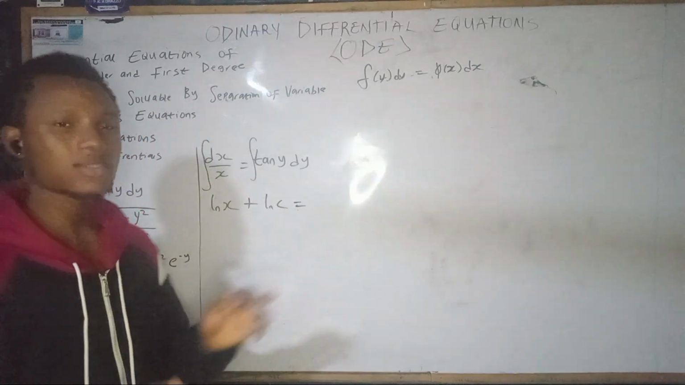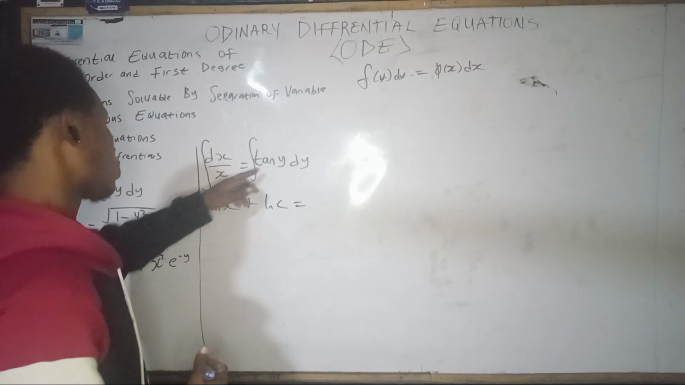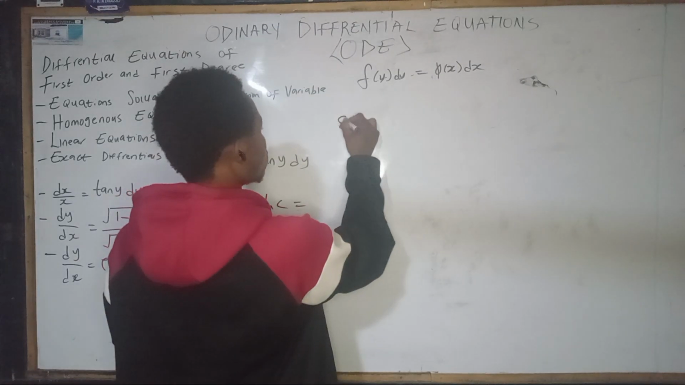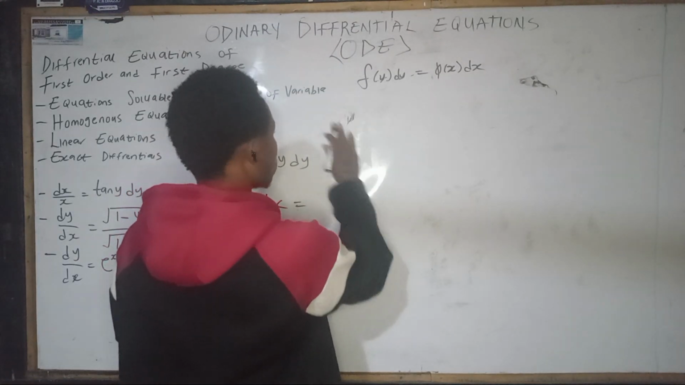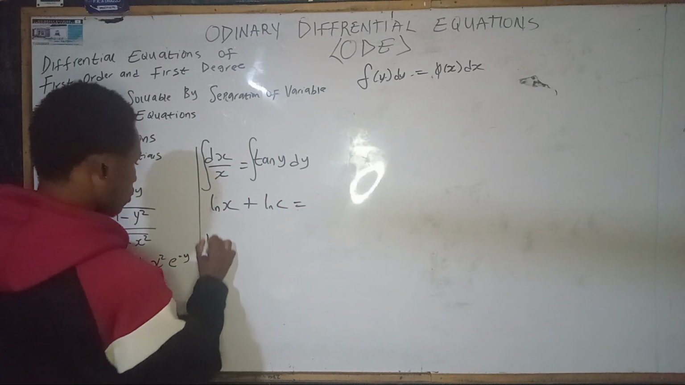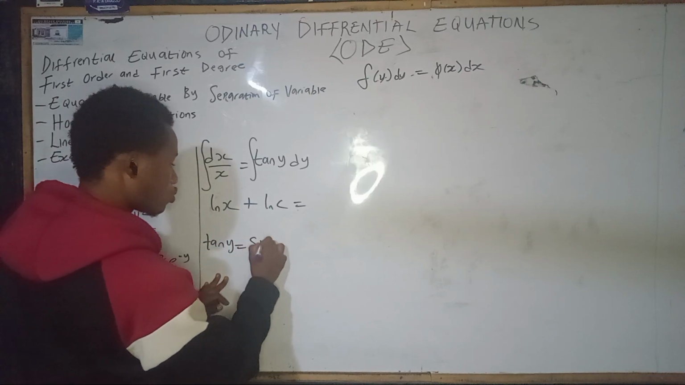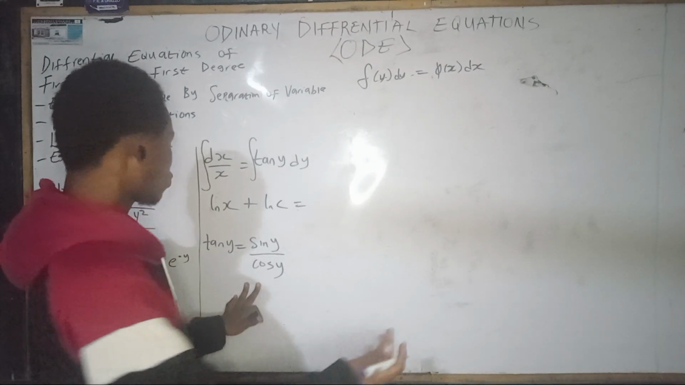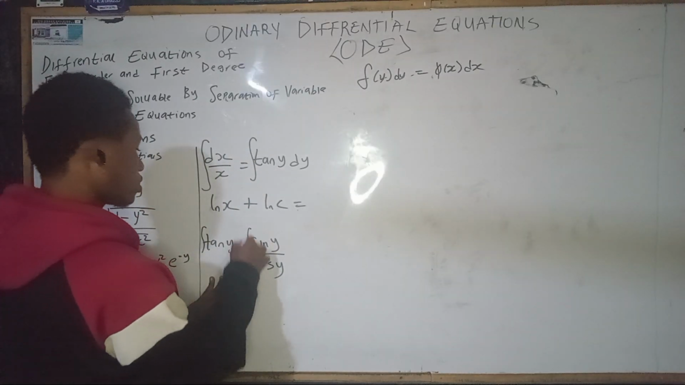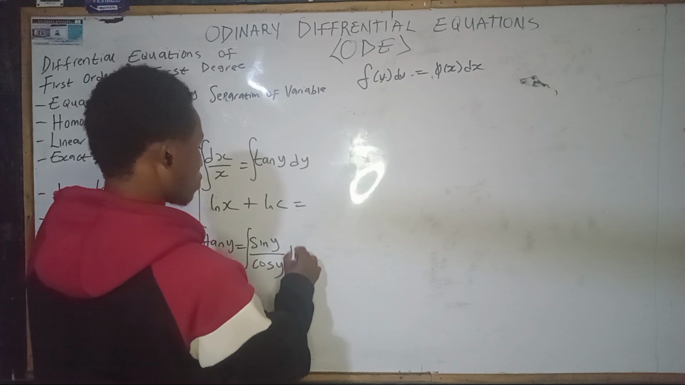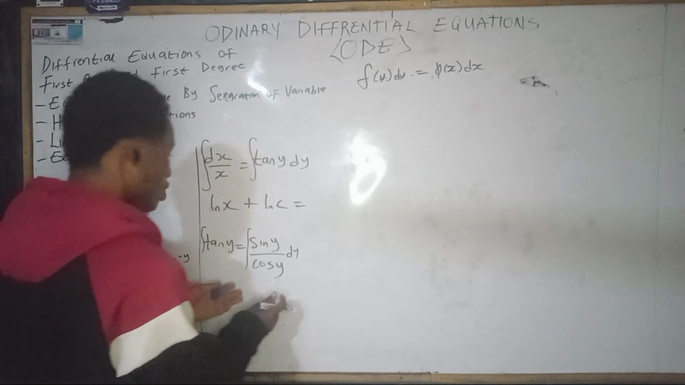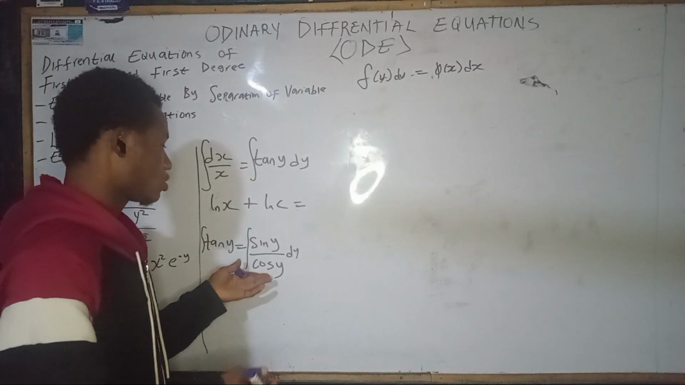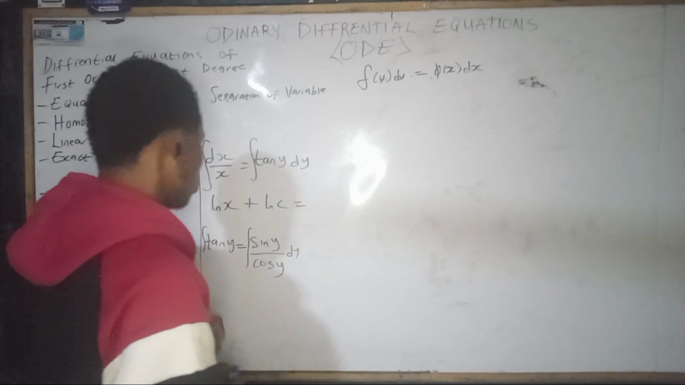Now when we integrate tan y, we need to understand the concept of integrating tan y. First of all, tan y is equal to sine y over cos y. And if we are to integrate tan y, that means we are integrating sine y over cos y with respect to y. We can use the substitution formula to solve this.